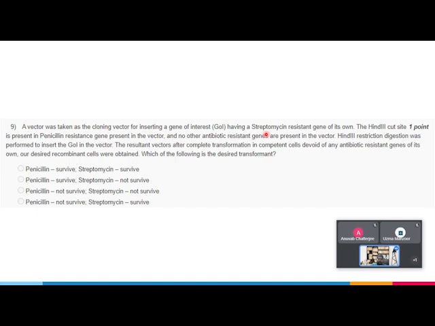So now the question is, if we plate these transformed cells, which of the following will be the desired transformant? The options are: the desired transformant will survive both in penicillin and streptomycin, which are two different antibiotics; it will survive in penicillin and not in streptomycin; it will not survive in penicillin nor in streptomycin; and it will not survive in penicillin but survive in streptomycin. So you can go ahead and put what you think is the correct option in the chat box or comments.